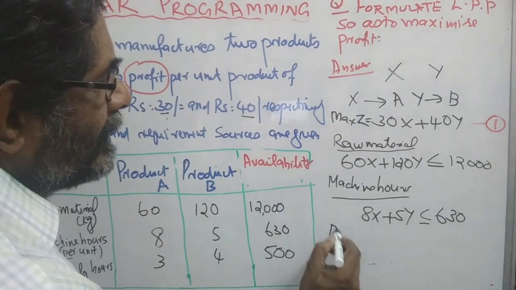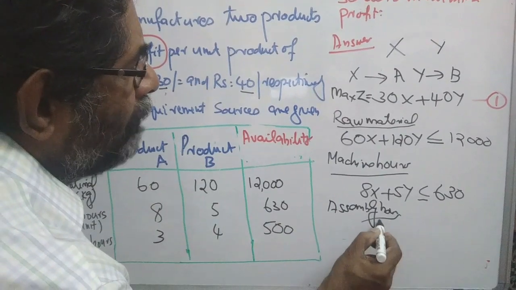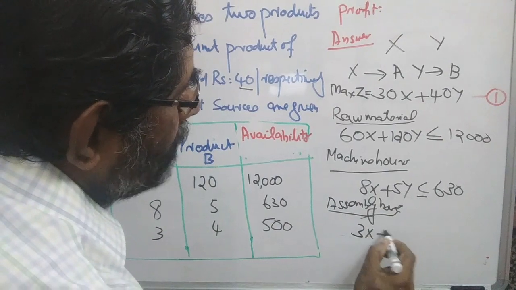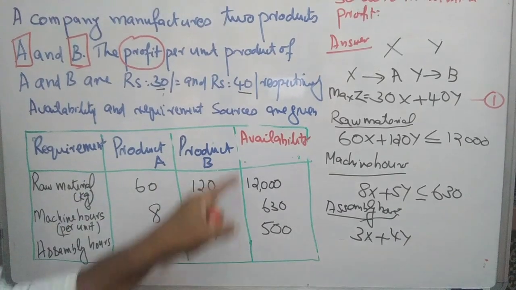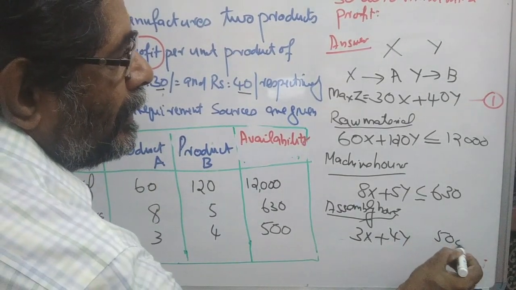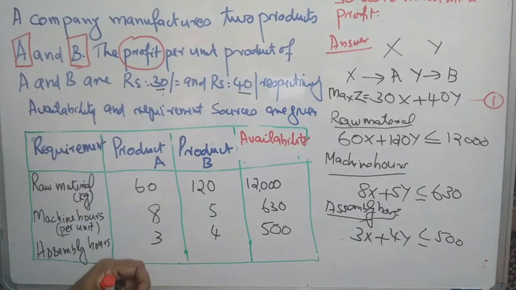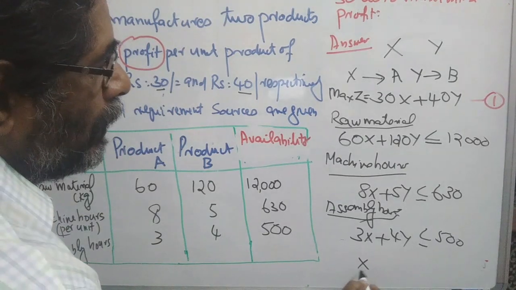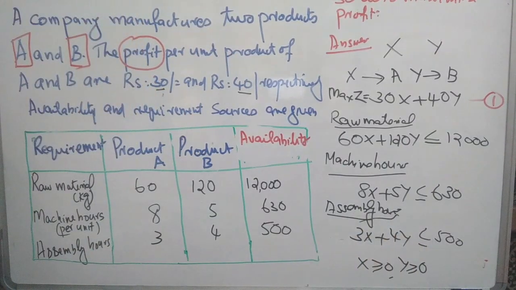And the third one is assembly hours. That is 3x plus 4y. That is the requirement, and availability is 500. That is less than or equal to. What about the last component? Non-negativity conditions. We never produce a negative number of units. Either 0, no production, or more than that. That is, x is always greater than or equal to 0 and y is always greater than or equal to 0. Then we get the 4 components.